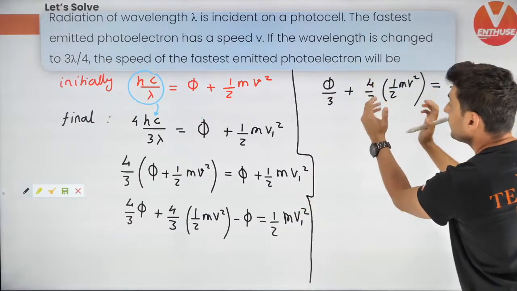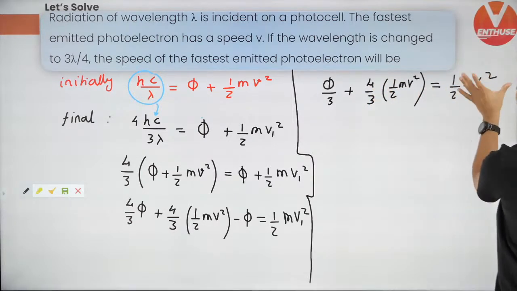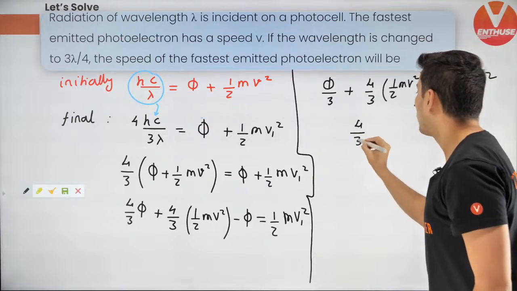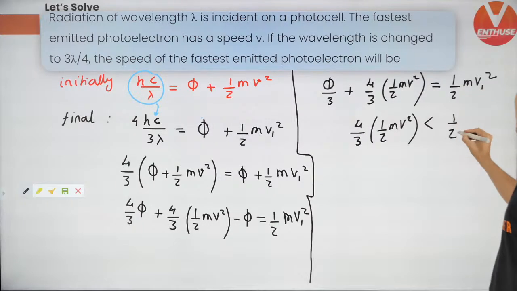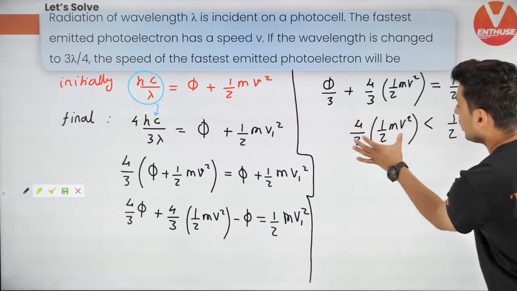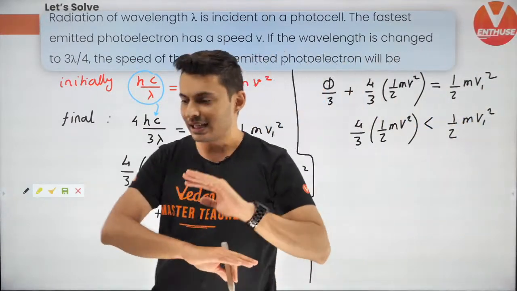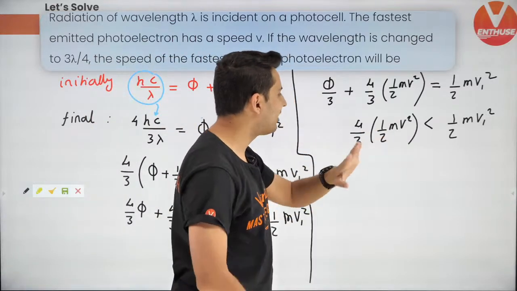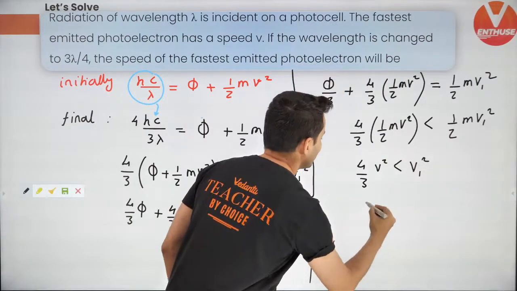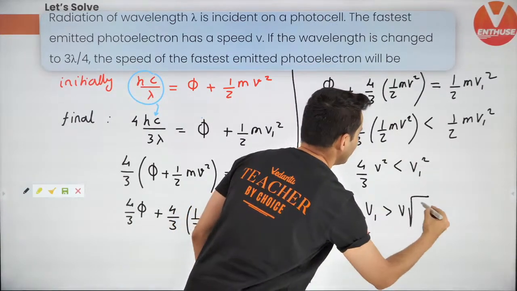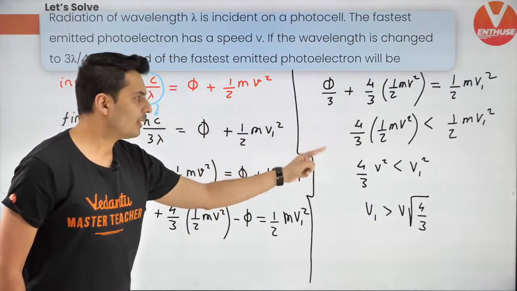Now if this term plus something is this term, then obviously this term must be smaller than this term. So 4 by 3rd of half m v square is smaller than half m v1 square, because the smaller term needs to be added to this number to get to the RHS. Now just cancel half m on both sides. What will you get? 4/3 v square is less than v1 square. So v1 is more than v root 4 by 3. That's the answer. Pure mathematics inequalities which you have learned in maths have come to use over here.